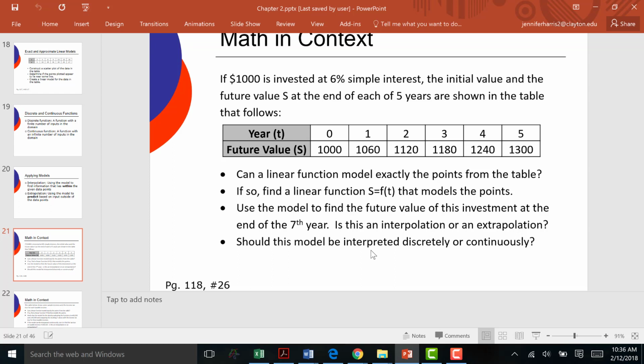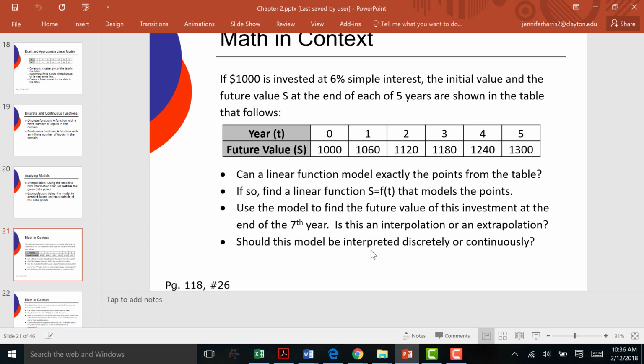At the end of 7 years, I will have $1,420 in my account, based upon the interest that I'm earning, right? Now the question is, is that an interpolation or an extrapolation? Well, it's extrapolation, because look at the data table. We're talking about from 0 to 5 years. Is 7 years within the table? No. So that's extrapolation if it's outside the data table.